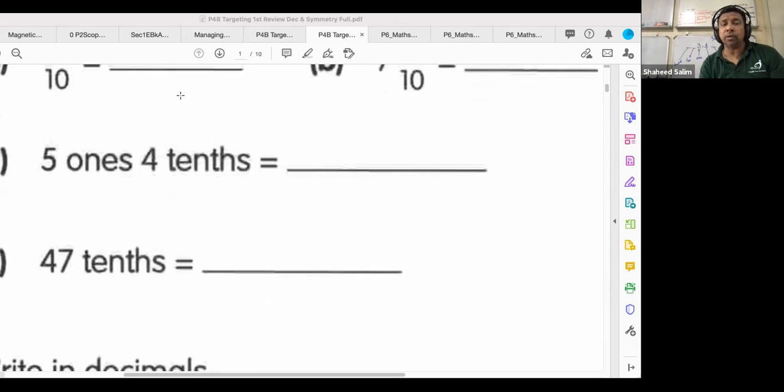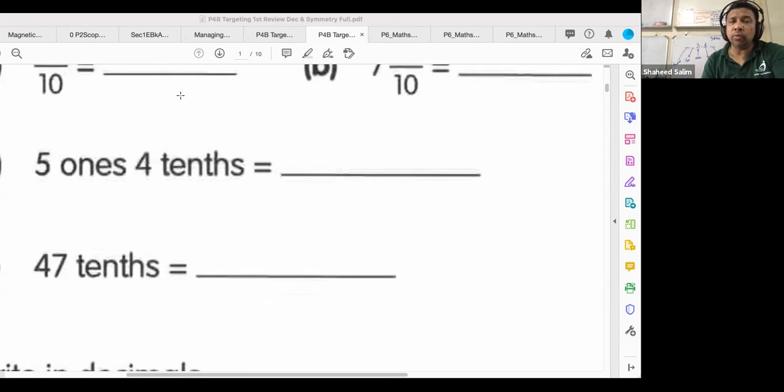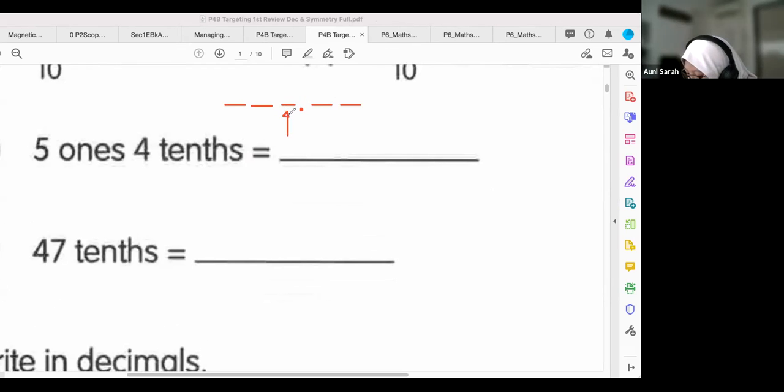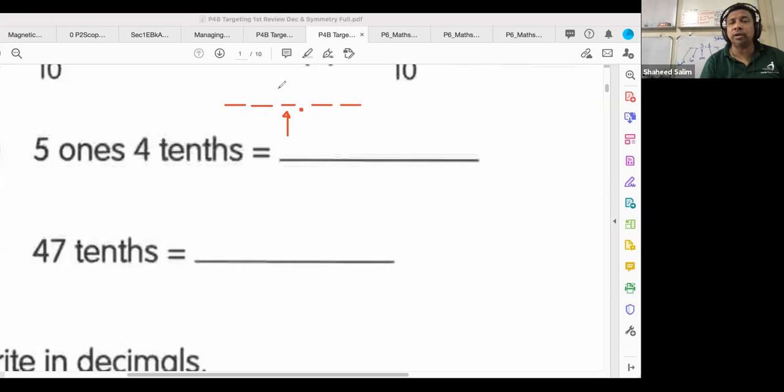So, okay, watch. First of all, what we do, we draw the lines like this, spacing, to represent one space, one digit. Okay, so now I'm going to put a dot anyway. Once I put a dot, you must be able to identify where the ones is. Where's the ones? It's always on the left of the dot. So down here now, 5 ones. Put the 5 here.